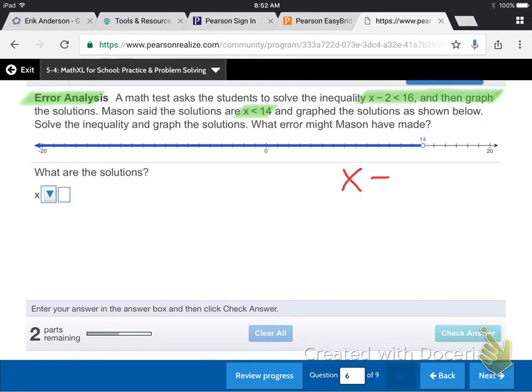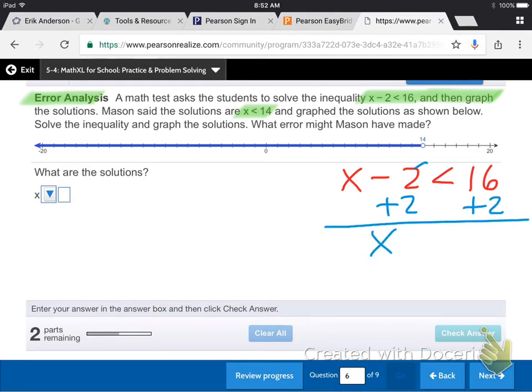So here we go. x minus 2 less than 16. We know what to do now. We go ahead and add 2 to the left and add 2 to the right. Bring down our x, that becomes 0. Bring down our inequality, and 16 plus 2 is 18. So it looks like Mason probably subtracted 2 from 16 to get 14 instead of adding 2, which you should have done. So I think you can take care of this one now.